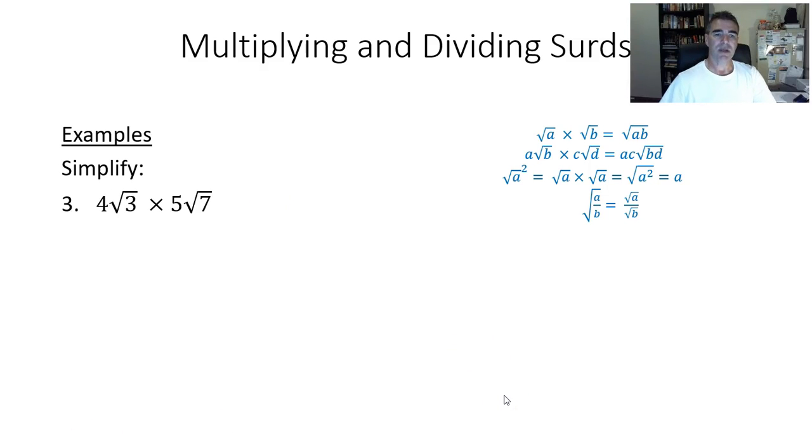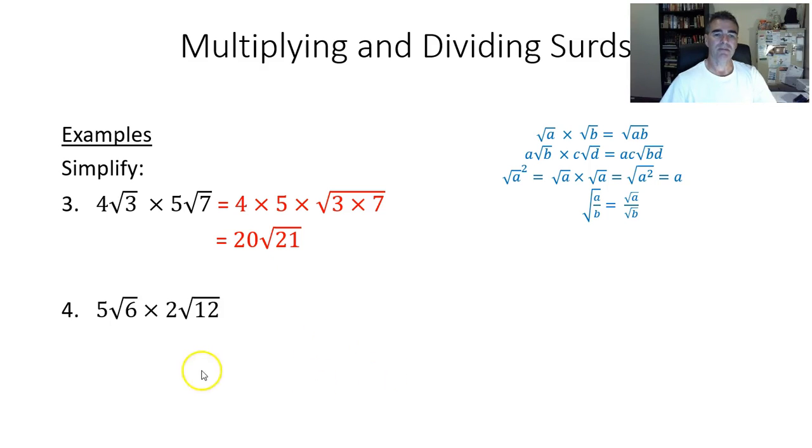So let's look at some more examples. Now we've got some numbers in the front of the surds here. So we're going to multiply those numbers first, 4 times 5, and then our surd part second, so 3 times 7. So we get our 4 times 5 is 20, and 3 times 7 is 21. And again, we don't need the times sign in between. And this part of the surd does not simplify.